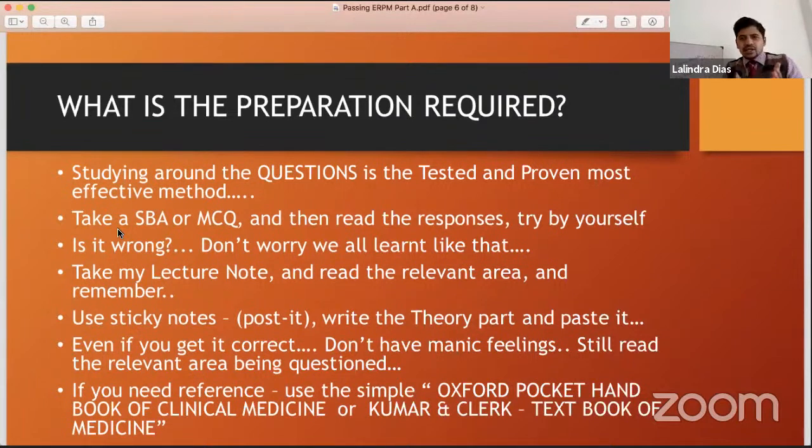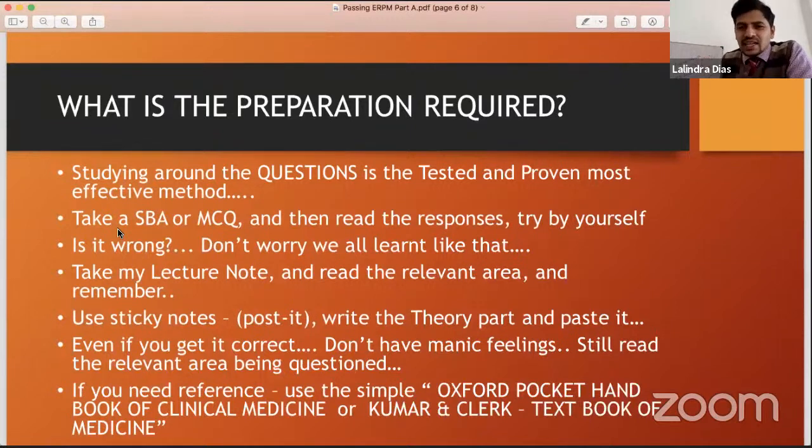See, for example, one student opens the Kumar and Clark book from chapter 1 to chapter 15 or whatever. Then again, nodding off on the book. Then again, wash your face. Again, nodding. Haven't you experienced this? You haven't experienced? Oh, that means you must be super brilliant. I, of course, have experienced that as a student. Guys, this happens to everyone. So don't just go by that method.